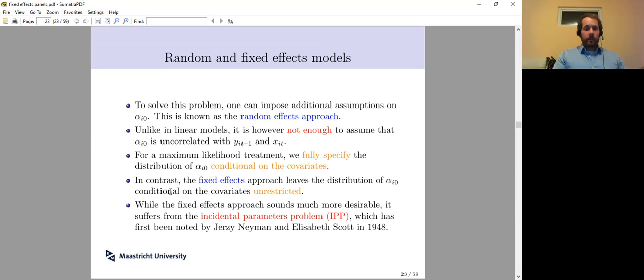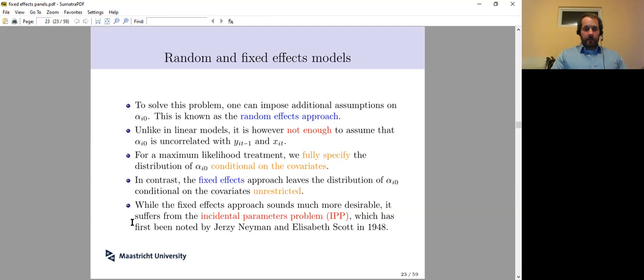Now, on the other hand, we can use fixed effects. So in the fixed effects approach, we leave the distribution of alpha_i0 completely alone. We don't make any assumptions on the distribution of alpha. Now, this sounds, of course, much better, a much, much weaker assumption.